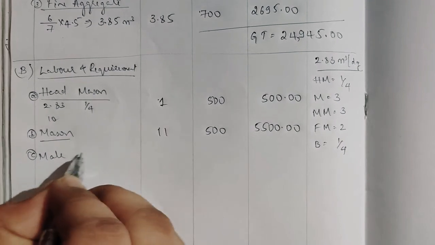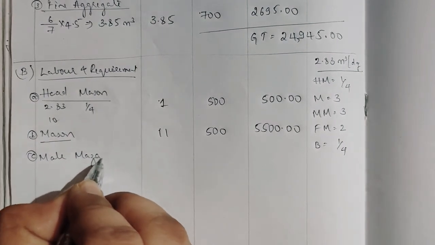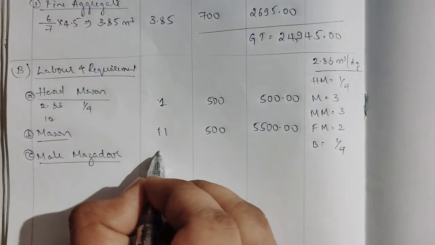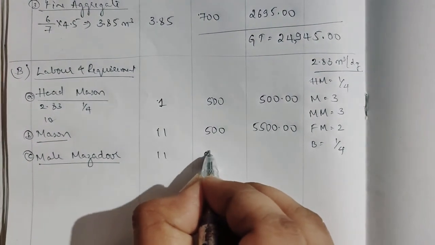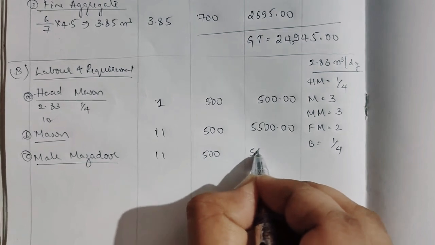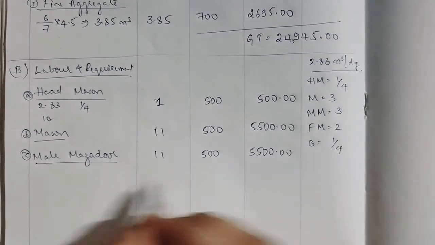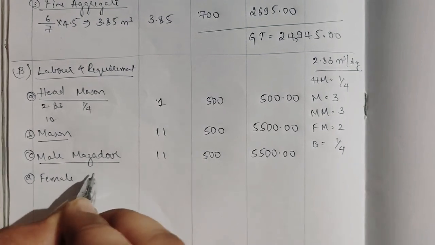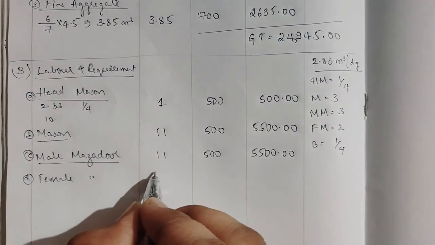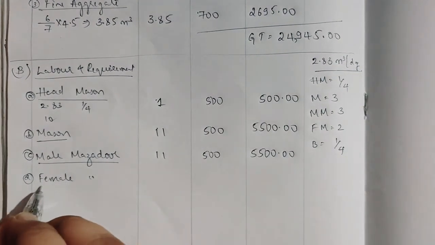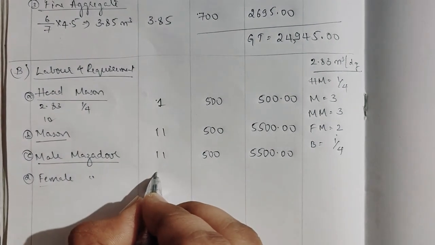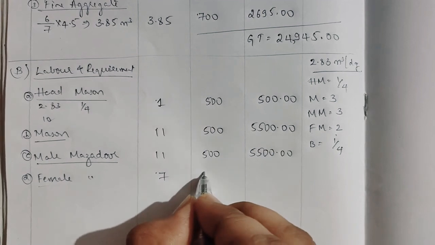Male mazdoor also has the same quantity, so he'll also come 11, 500, 5,500. Next, female mazdoor. So what is given? 2. When you calculate, we'll get 7.